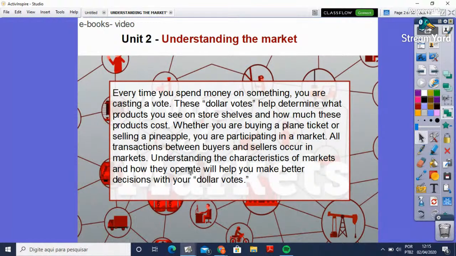This is a very famous quote that I like very much. It says, every time you spend money on something, you are casting a vote. These dollar votes help you determine what products you see on store shelves and how much these products cost. So whether you are buying a plane ticket or selling a pineapple, you are participating in a market. All transactions between buyers and sellers occur in markets. Understanding the characteristics of markets and how they operate will help you make better decisions with your dollar votes. I think this is perfectly related to our unit 2, understanding the market. Okay, try to watch the video and then you come back here.